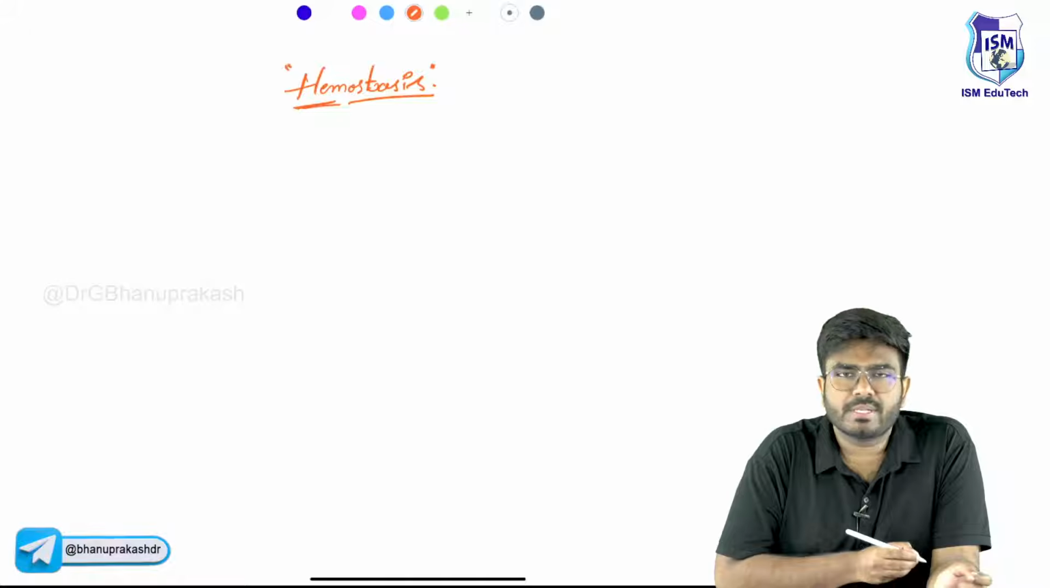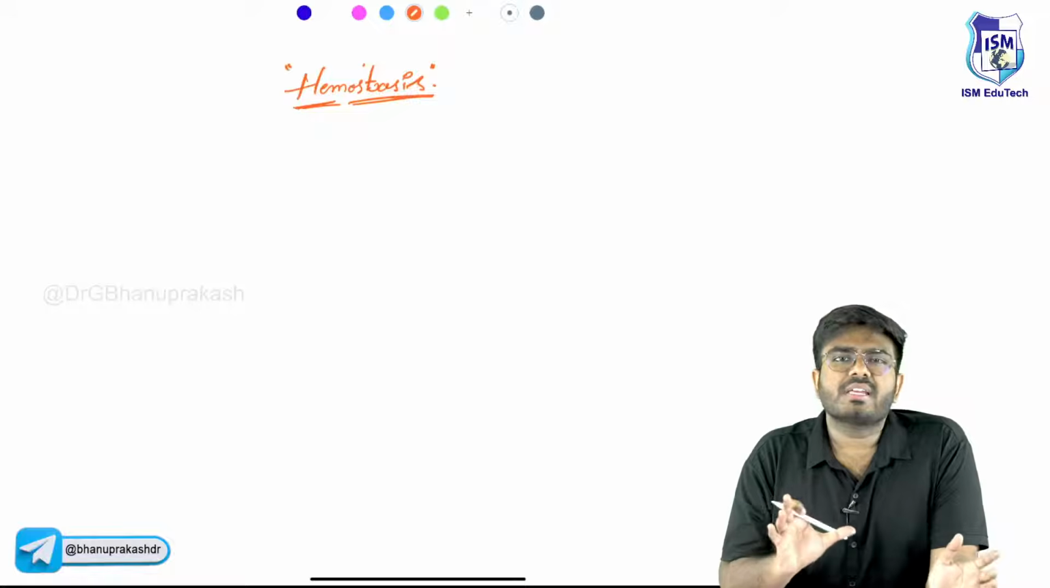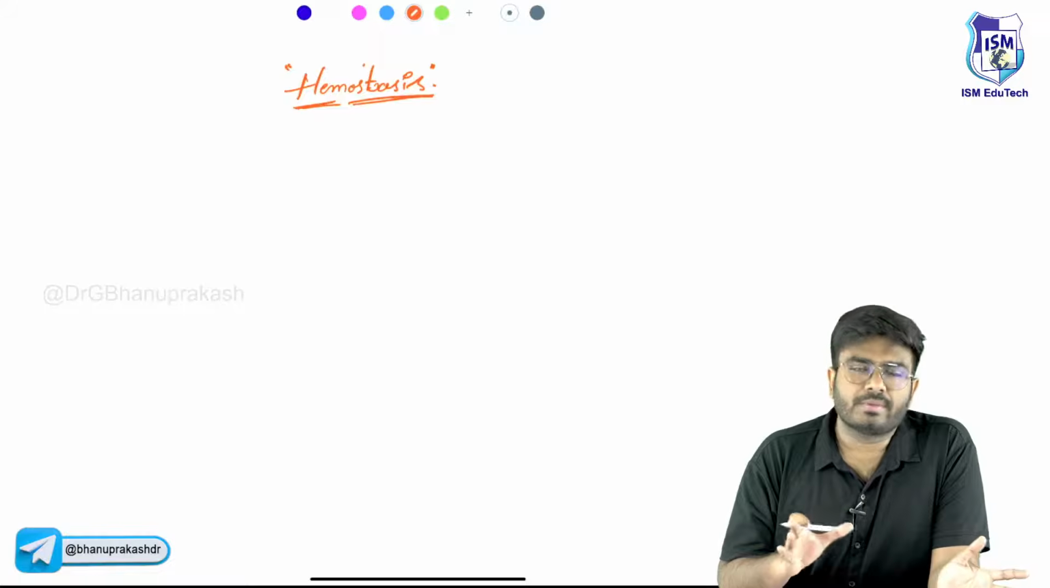Now, in the platelet disorders, let me begin with the first topic, that is hemostasis. So what exactly is hemostasis? Hem means blood. The blood is getting stasis. Hemostasis is nothing but blood clotting.